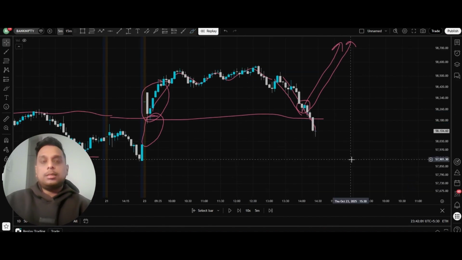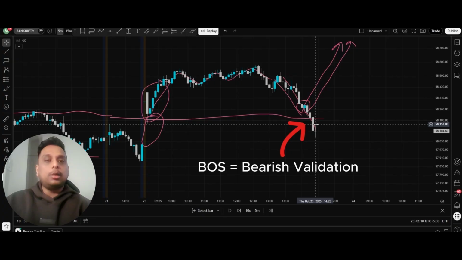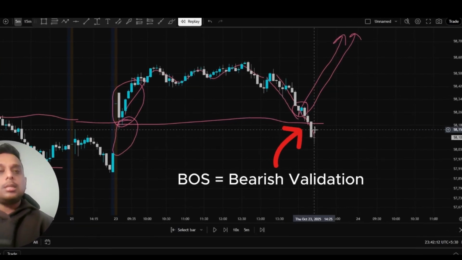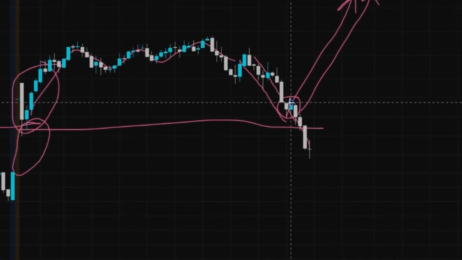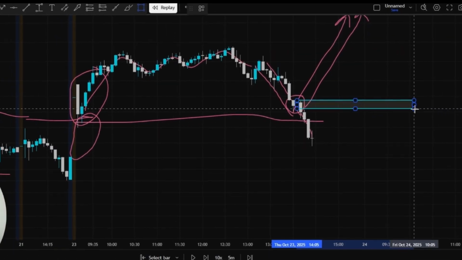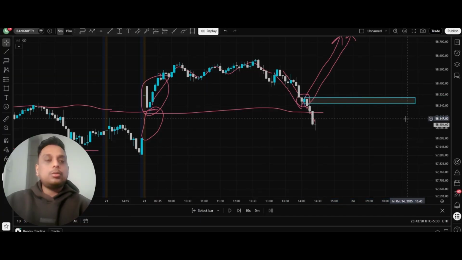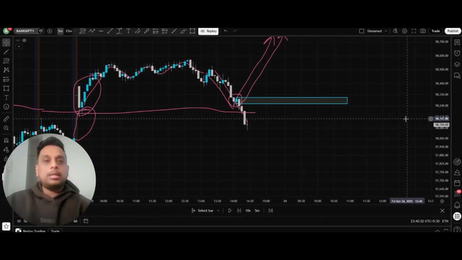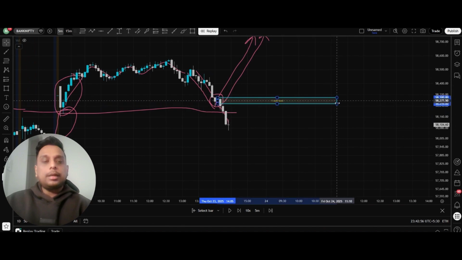Alright, so what we see, buyers failed to defend their zone. And we don't see just candle wicks, but we see an actual body closing below that zone. So this is our bearish validation. This is our last opposing candle. This is where the buyers last tried and failed significantly. So I'm going to use that candle as our last opposing candle, and I'm going to extend my rectangle for our future area of interest.